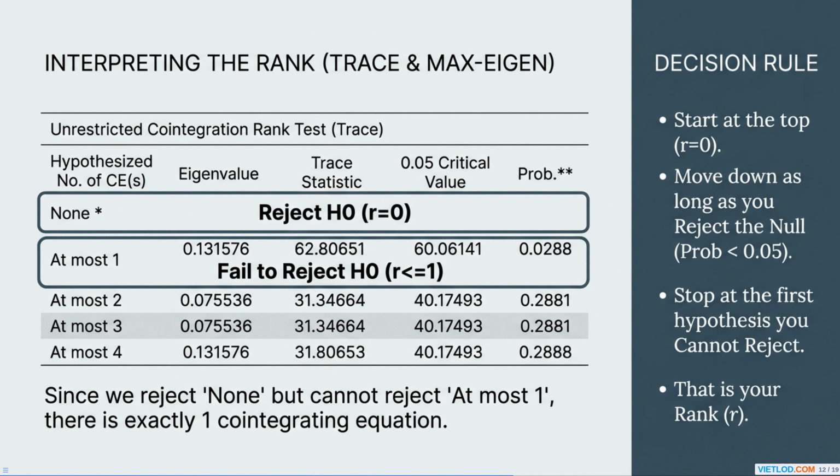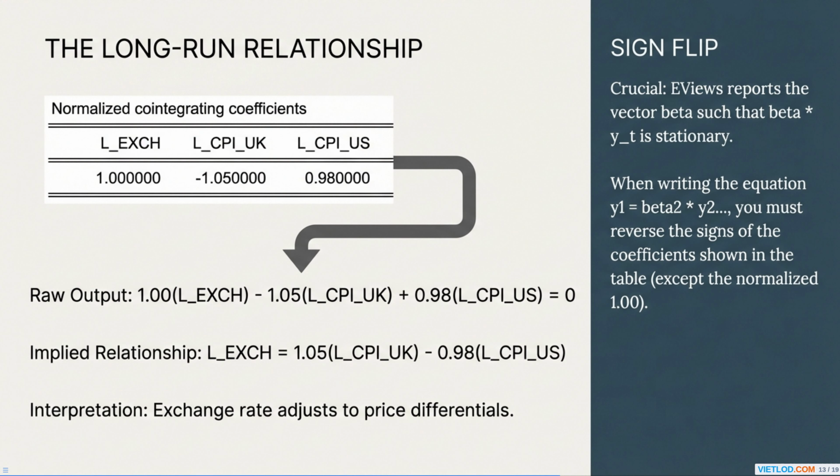Then you move down to the next row, testing the null hypothesis of at most 1 cointegrating equation, or R less than or equal to 1. Here, the probability is 0.2881, which is greater than 0.05. Therefore, we fail to reject this null hypothesis. You stop at the first hypothesis you cannot reject. This hypothesis determines your cointegrating rank, R. Since we rejected the hypothesis of none, but failed to reject at most 1, we conclude that there is exactly 1 cointegrating equation, meaning our rank, R, is 1.